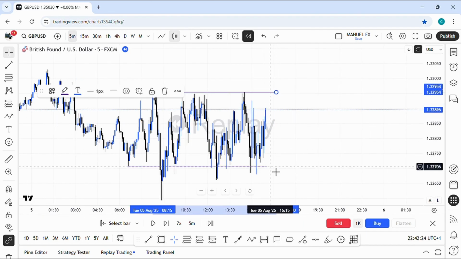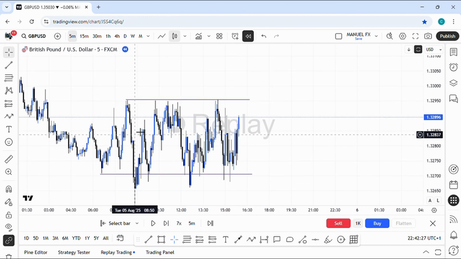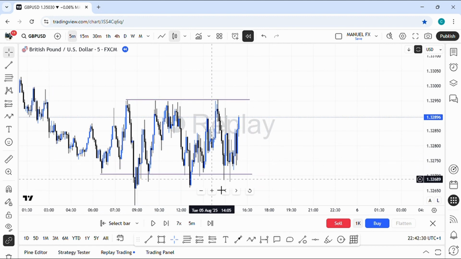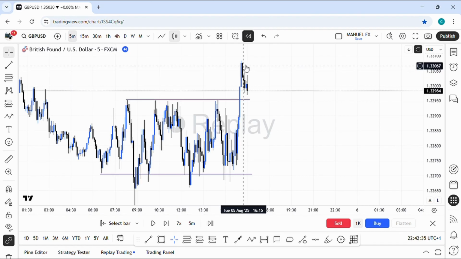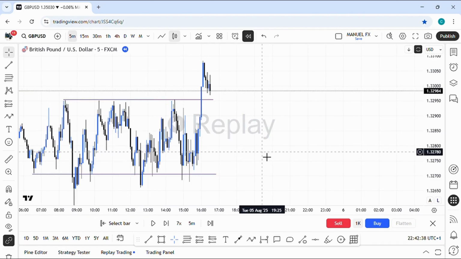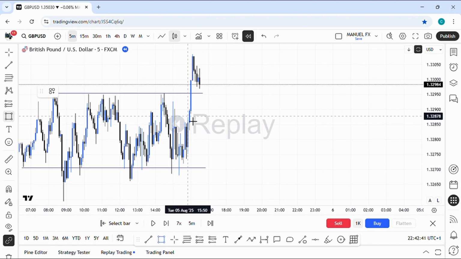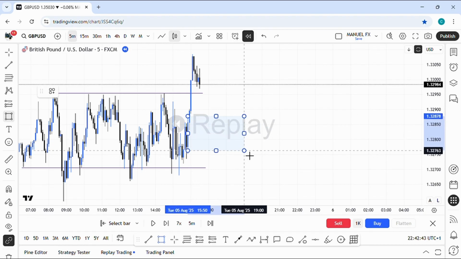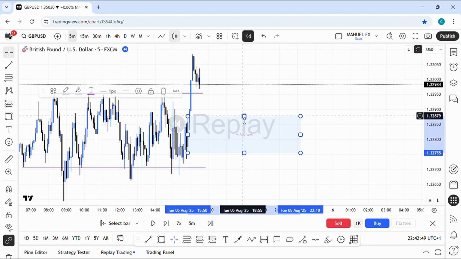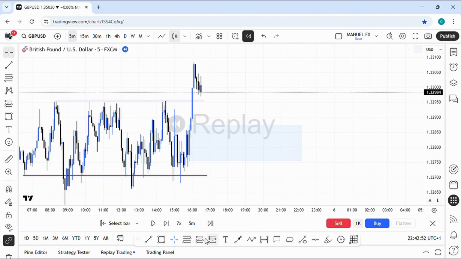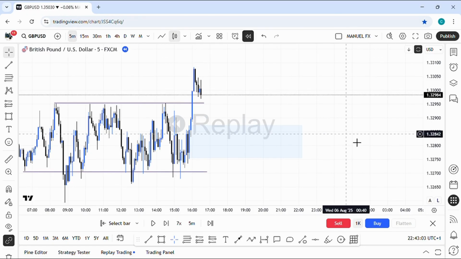If I want to trade this, I'm going to wait for price, this is accumulation, price to manipulate, break out of this zone. You see, price has broken out of this zone. Then I'm waiting for price to distribute. And if price is distributing, I want price to come down to a particular POI. I call it point of interest. I want price to come down to this point of interest and buy from there.